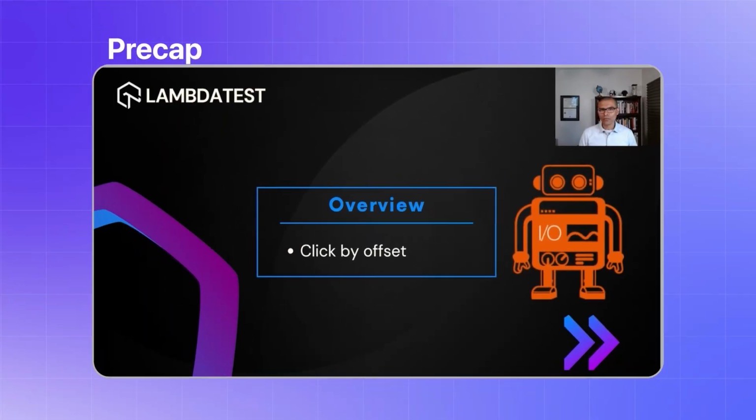So in this video, I'm going to show you how to click an element. It's not the typical click that you may be thinking of. We're going to learn how to click an element given an offset. In other words, we're going to click a certain area of the element.